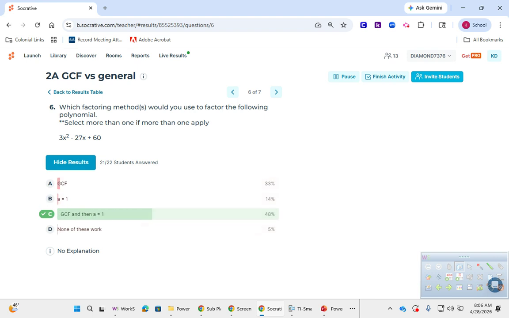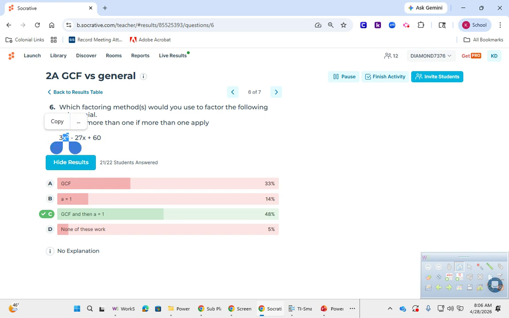Next one. This was both. This was kind of like the both example I showed you. Even though A doesn't equal 1, if I divide all of these things by 3, then A equals 1. And if I'm dividing a 3 out, that's called taking out a common factor. 3 would be the GCF. So I took out a 3, and then it would be A equals 1. So this one was both.